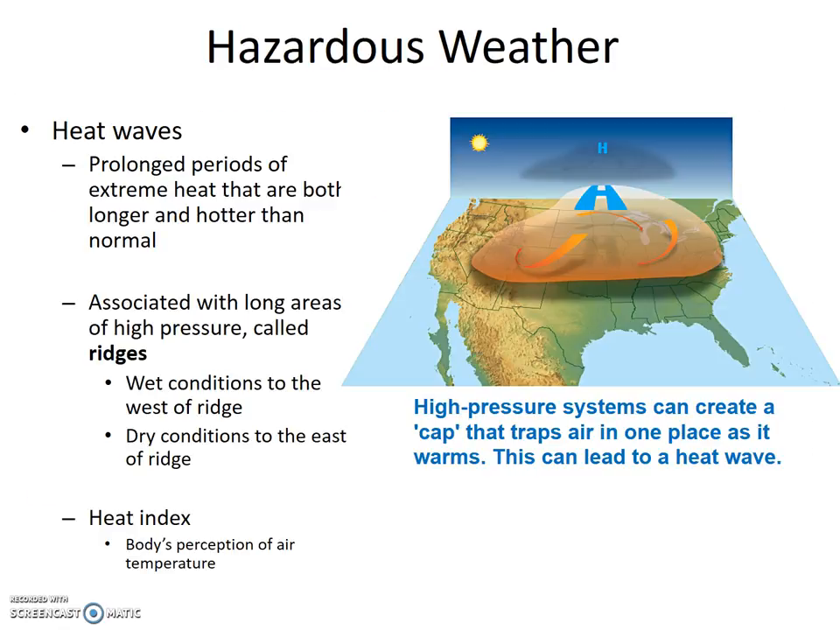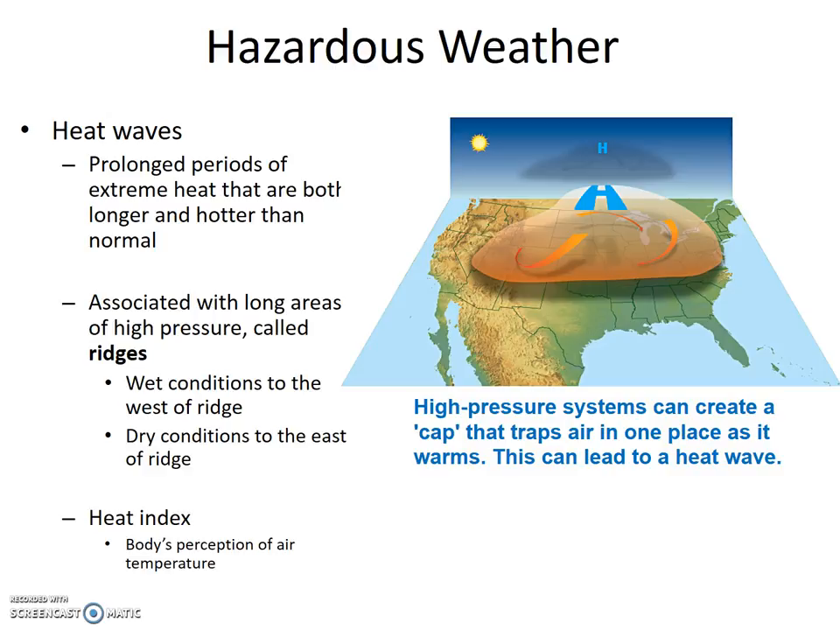Heat waves are also under the topic of hazardous weather. They are prolonged periods of extreme heat that are both longer and hotter than normal. In the U.S., about 2,000 people were killed by heat waves from 1992 through 2002. Heat waves are associated with long areas of high pressure called ridges. The cartoon shows how a high pressure system with a high pressure ridge aloft can create a cap that traps air in one place as it warms.